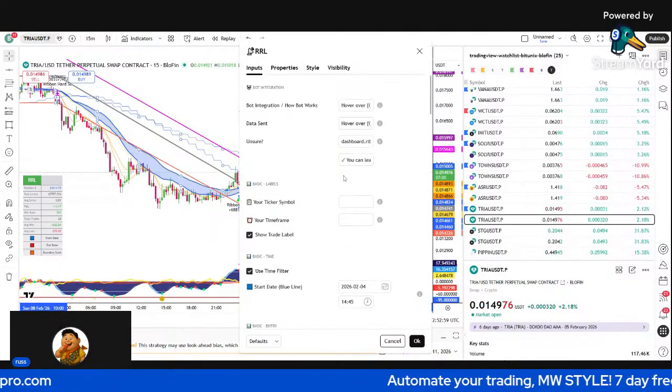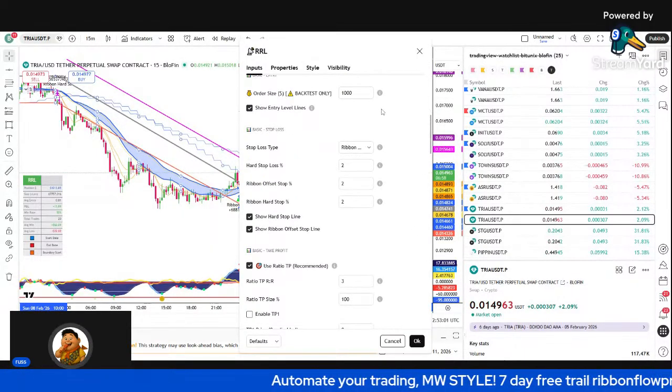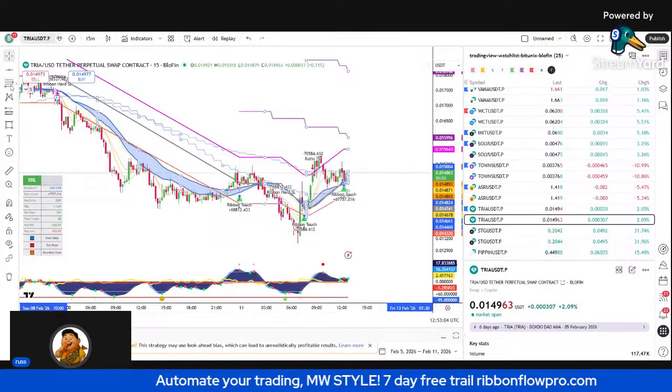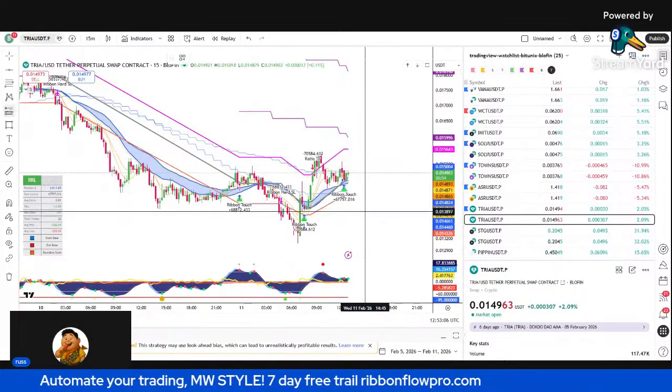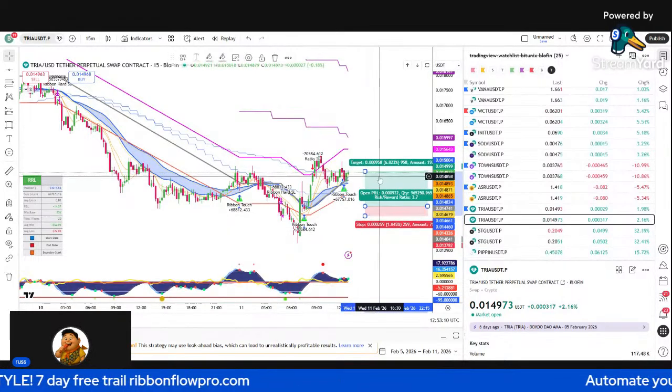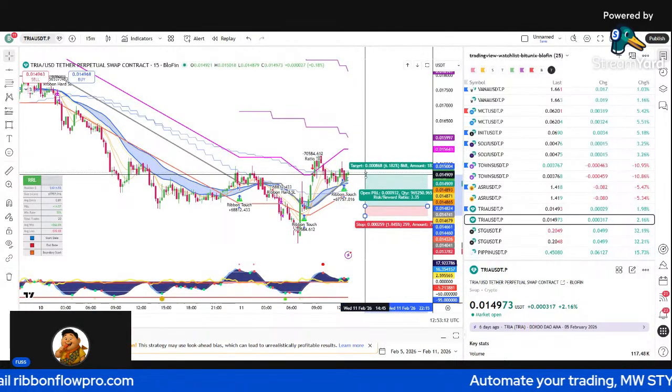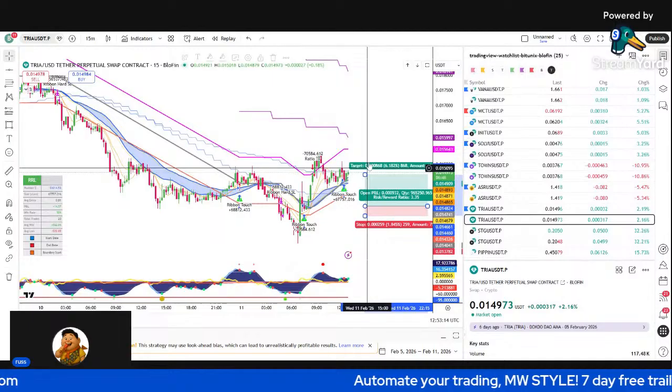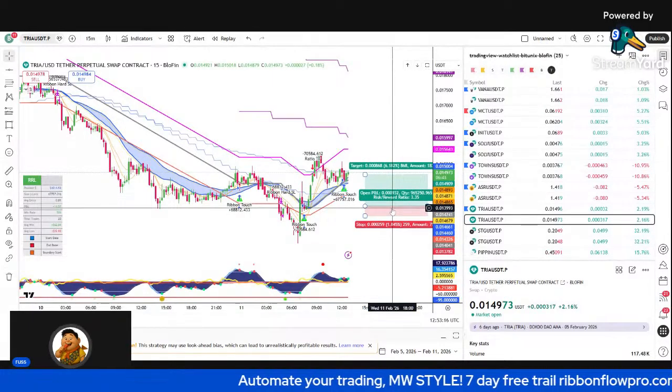Let's see. Yeah, ratio is on 3 to 1. So if we put on the, so that was the entry. This was the stop loss. This was the target. You can see ratio 3.3.